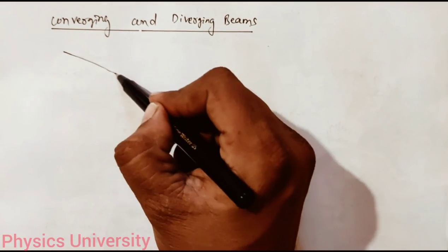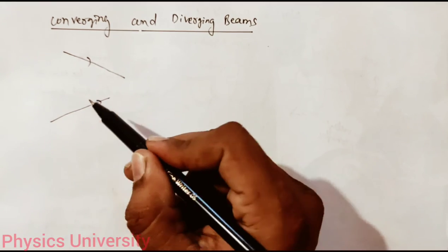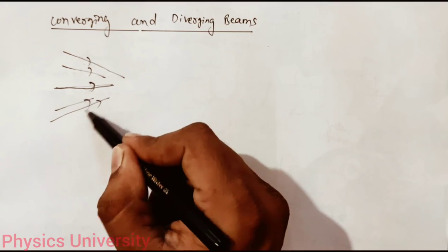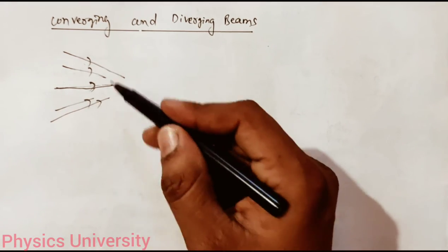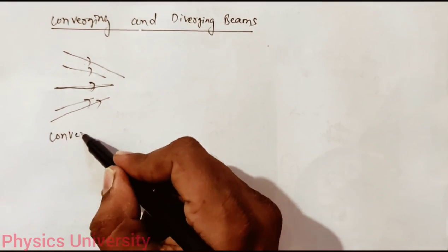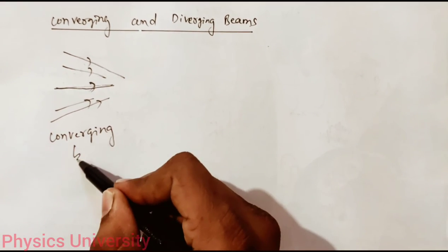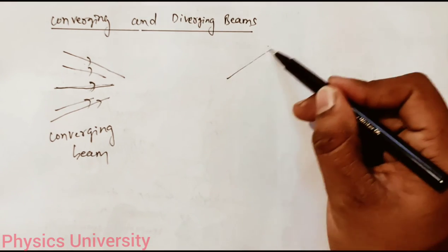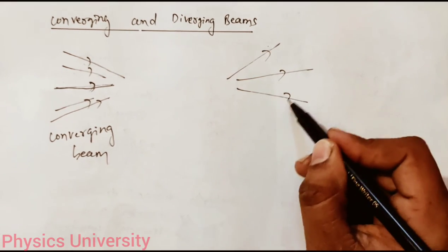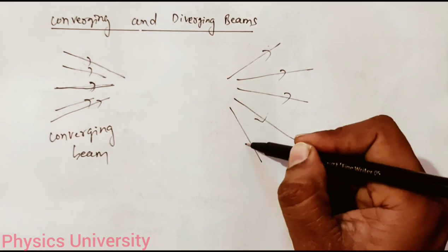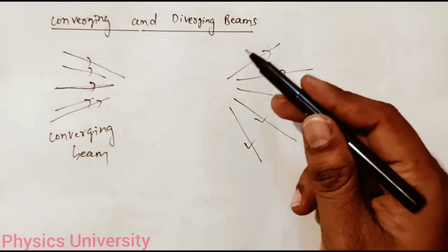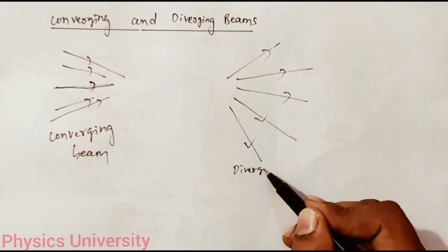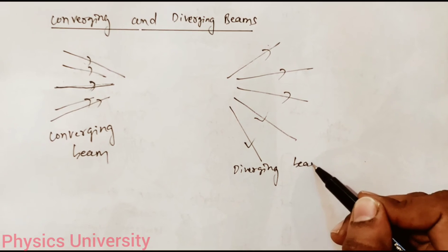In continuation, let us see what is the meaning of a converging and a diverging beam. If rays of light are approaching each other, maybe towards a common point, then this set of rays forms something called a converging beam. Whereas if there is a set of rays that are going away from each other, then such rays form a beam that is called a diverging beam.